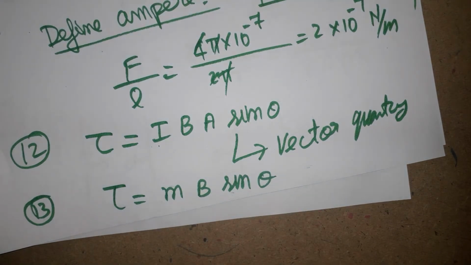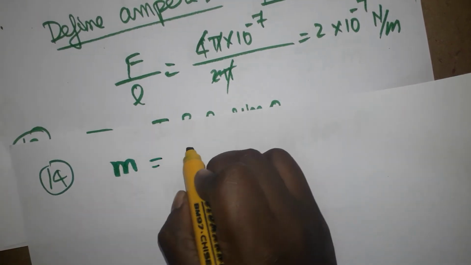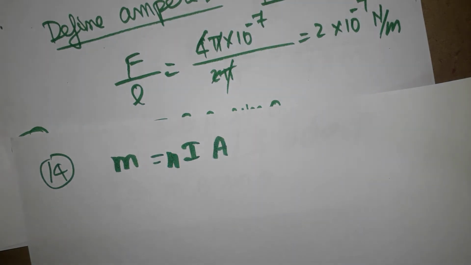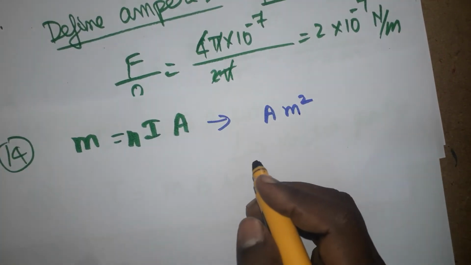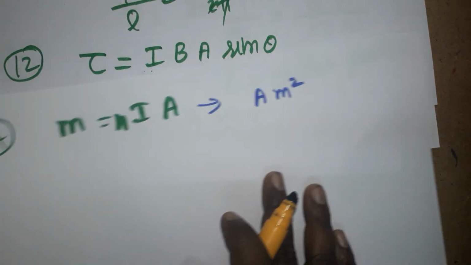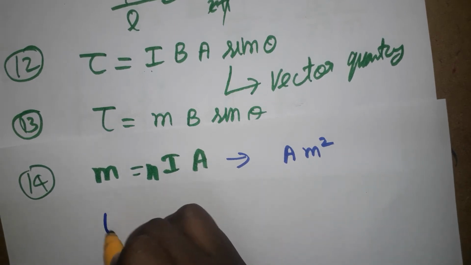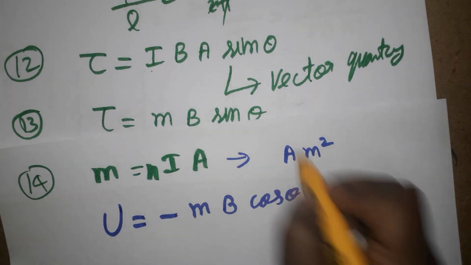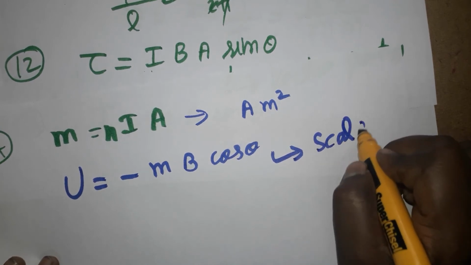In case there are n number of turns, you can take it as the 14th formula. Small m is equal to n I A, with the number of turns. In case it's a solenoid coil, you write it with the number of turns. The unit will be ampere meter square. Now with the same formula, if they ask what the potential energy is, potential energy is equal to minus mB cos theta. The same formula with cos theta gives the energy, which is going to be a scalar quantity.